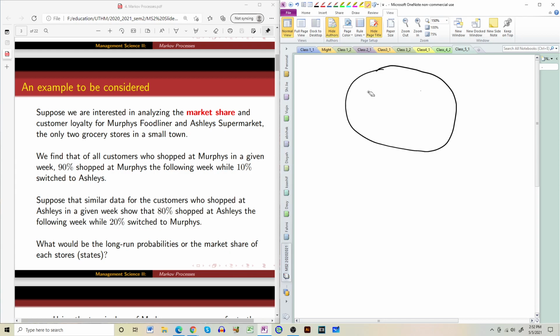In this example, there are only two supermarkets, Murphy's and Ashley's, and in the long term maybe we don't know, maybe half, who knows. But in the future, in the long term, which one will hold the dominant market share, which one will be more popular? That's what we want to see. To see this kind of market share in the future, we use a technique known as Markov process.